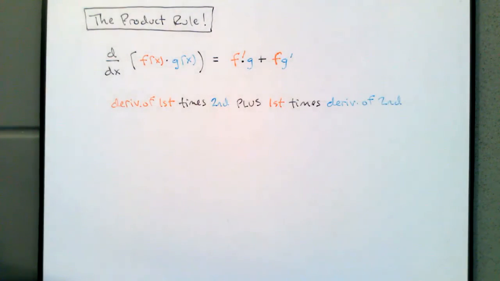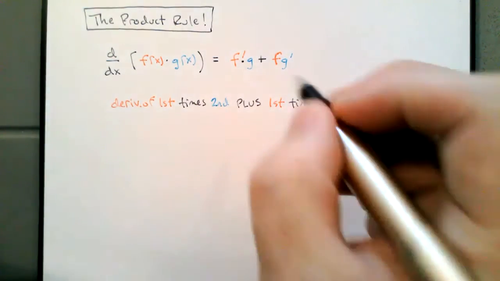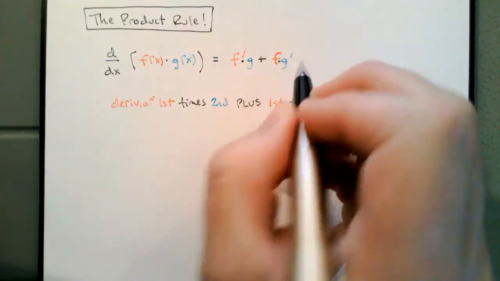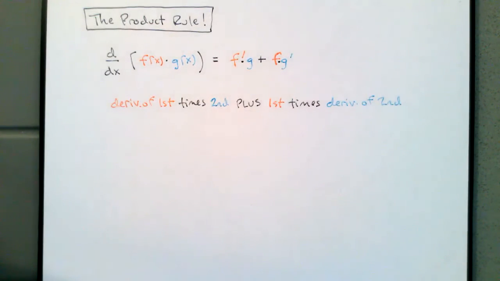These are the words that I use to remember the product rule. The derivative of the first times the second plus the first times the derivative of the second. We also might say f prime g plus f g prime if you're looking for something a little more efficient. F prime g plus f g prime.